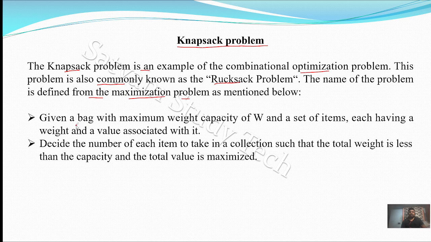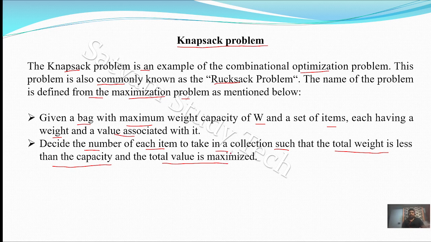Here you can see, given a bag with maximum weight capacity of W and a set of items, each having a weight and associated with some value, decide the number of each item to take in a collection such that the total weight is less than the capacity of the bag and the total value is maximized. So this is the maximization problem.